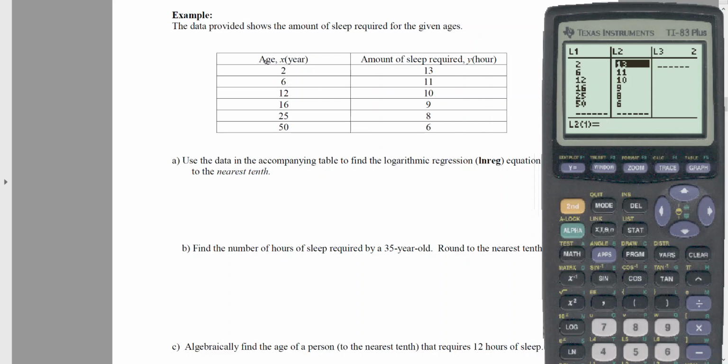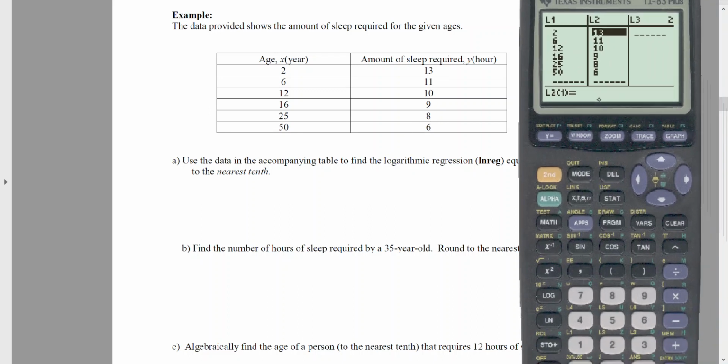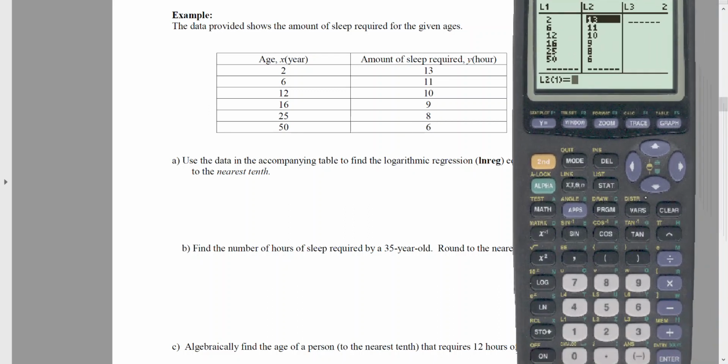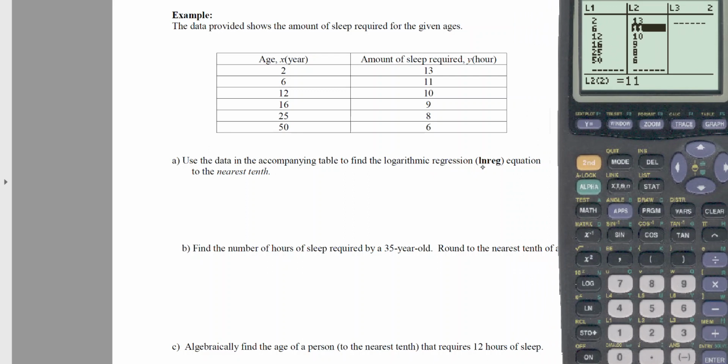The x's represent the age of the person, and the y values represent the amount of sleep required for each person, or their age group anyway. So once I have that, it says use the data to find a logarithmic regression. And now you've got to pay attention. This is LNREG, equation to the nearest tenth.